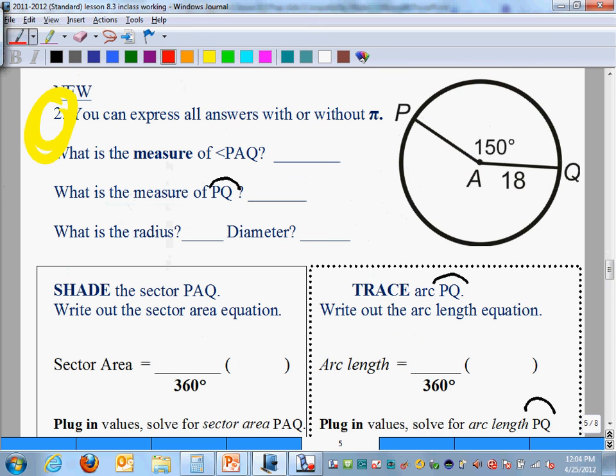Okay, it says you can do this with or without pi. Let me show you what I mean by that. Step number 1, I'd like you to trace P, A, Q, and sweep. Stop, again, follow. Thank you.